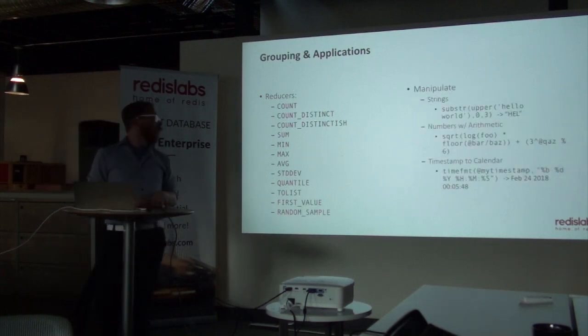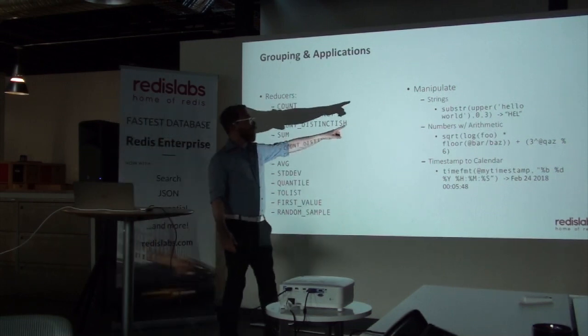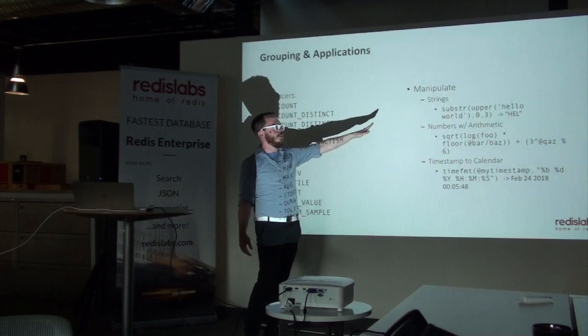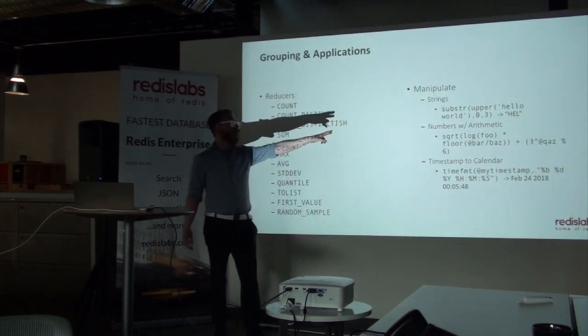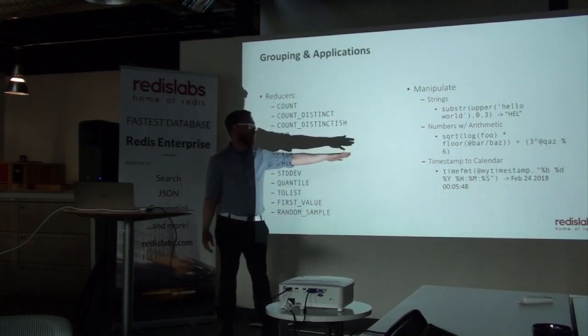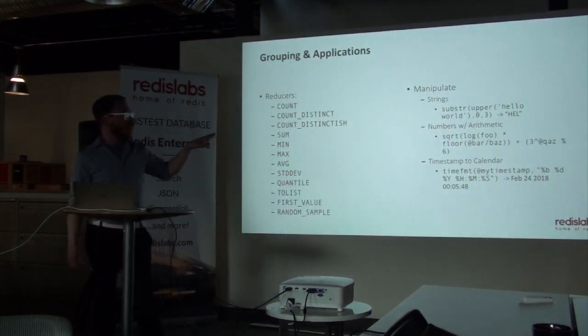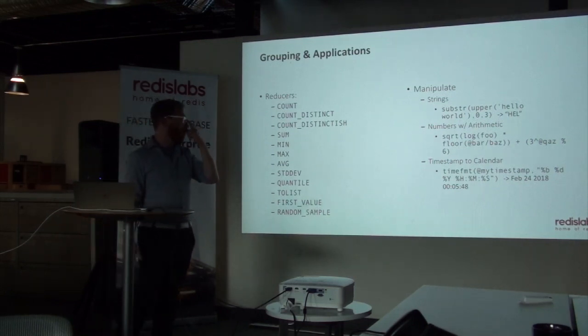Manipulation as well. We have different string functions. This is not exhaustive by any means, but you can do different things like this. The substring, upper. So it's hello world. We're getting the first 3 characters, then we're replacing it. That sort of thing. So that illustrates that it's actually complete in the fact that you can nest things in, and do all sorts of things with that.